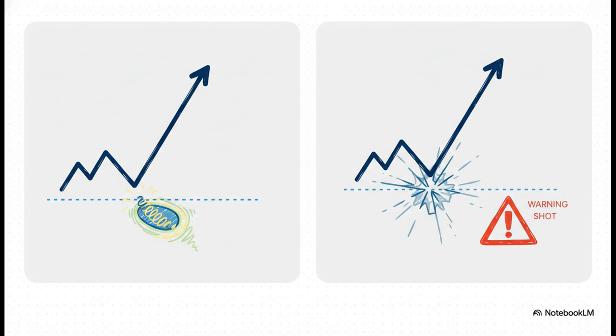So, in a healthy uptrend, you get pullbacks. That's just the market breathing, right? It's totally normal. But the second that price smashes through that last higher low, that last line in the sand that the buyers were supposed to defend, that is a break of structure. That's not a pullback anymore. That, my friends, is a huge red flag, a warning shot that the whole game might be about to change.